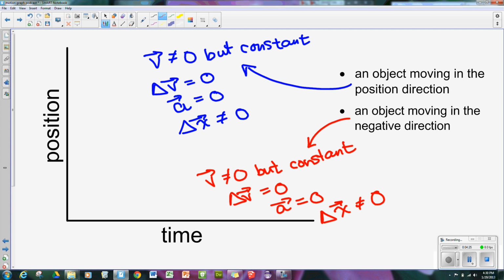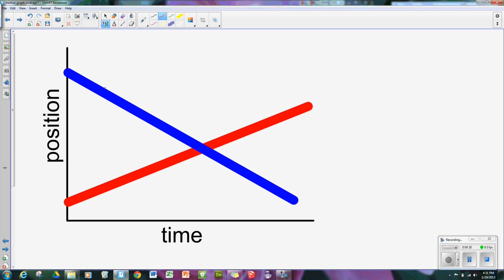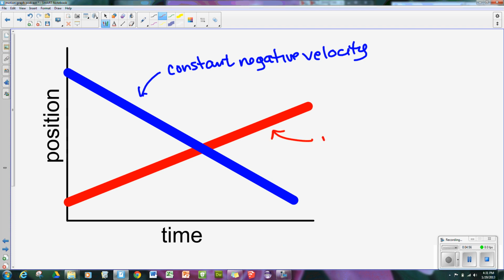So if we look at what those are going to look like on a position time graph, if we have a negative slope, so this one in blue, this one is constant negative velocity, and this one is constant positive velocity.